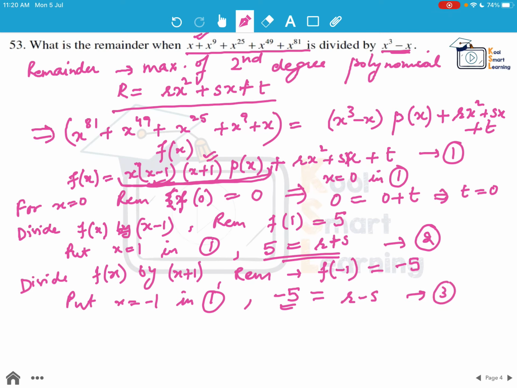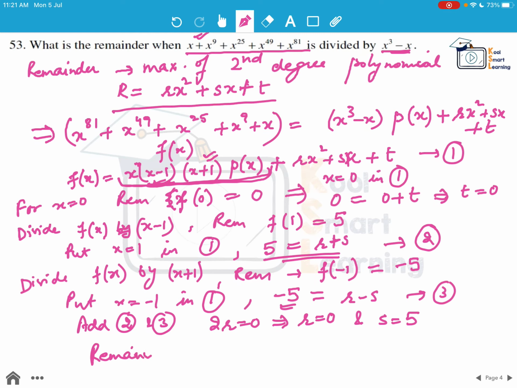So r minus s is minus 5, r plus s is 5. We add these two. What do we get? We get 2r is equal to 0. This implies r is equal to 0 and s is equal to 5. So now what is the remainder? The remainder, with small r being 0 and t being 0, becomes 5x. This is the answer to this question.